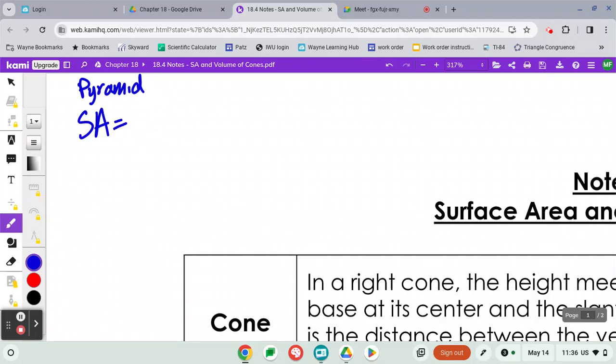Okay, sorry. I looked at the wrong formula. Okay, it was B plus 1/2 PL. Now, let's talk about what we know these mean. What does B stand for? Base. Area of the base. Yep. What does P stand for? Perimeter of the base. What does that L stand for? Slant height. Okay. So we haven't had that before, that slant height. That was new yesterday.